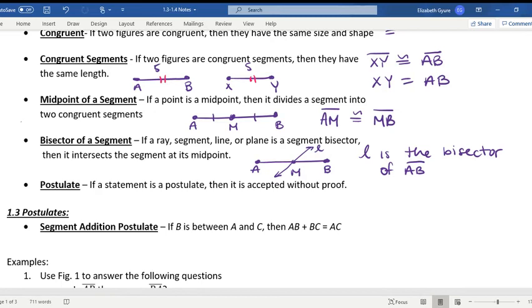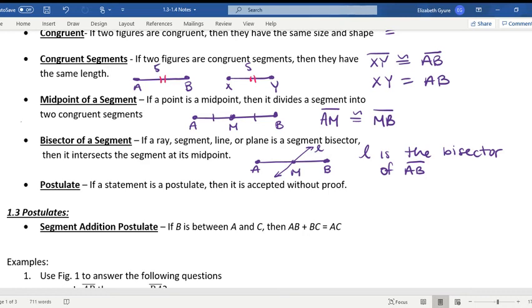And then our last vocab word is postulate. If a statement is a postulate, then it is accepted without proof. So this is a statement that we don't have to explain. It is a fact. And when we get into proofs, we'll be using both definitions and postulates very often. Our only really important postulate for 1.3 is the segment addition postulate.